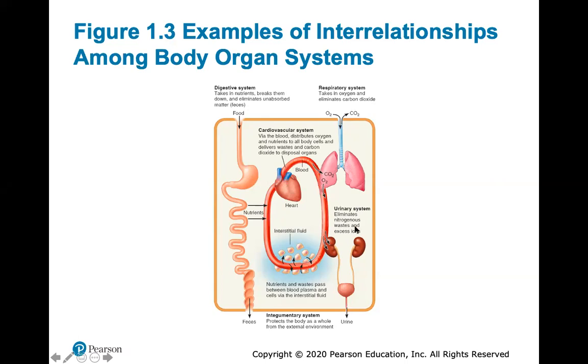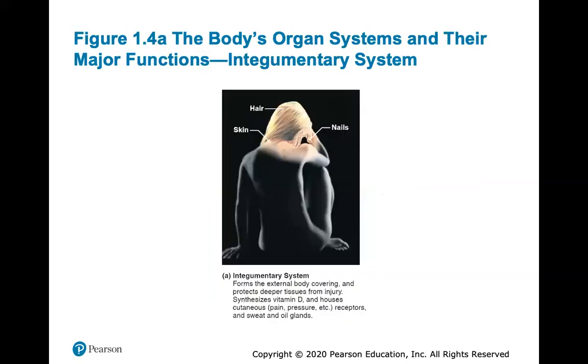And then your urinary system, your kidneys, will filter all the blood in your body. The integumentary system kind of connects them all because it's the main barrier between the external environment. So this is just an example of how these body organ systems are all interrelated. And it's really fun to see how they all work together.